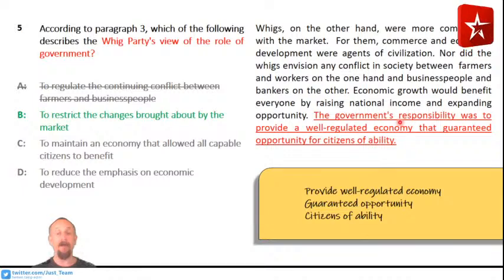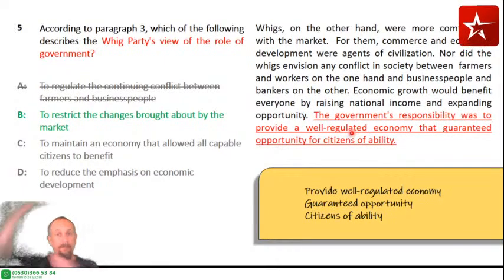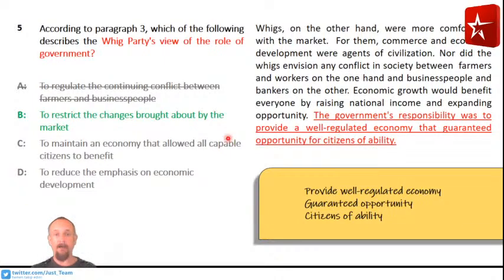So let's go here. We have, again, provide a well-regulated economy. We don't really have restrictions there. Well regulated. If you're regulated, are you restricted? We could maybe argue it slightly, a little bit like this, as they do. But we have no idea of the market there either. So I think we can actually eliminate that option. Now, a lot of you said C, to maintain an economy that allowed all capable citizens of ability. Again, pronunciation: not capable, capable. Just want to emphasize that, common mistake.